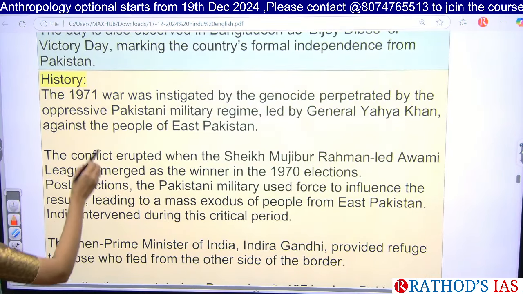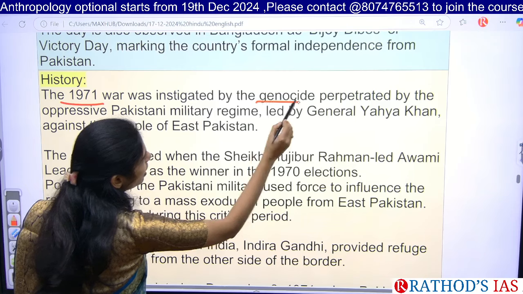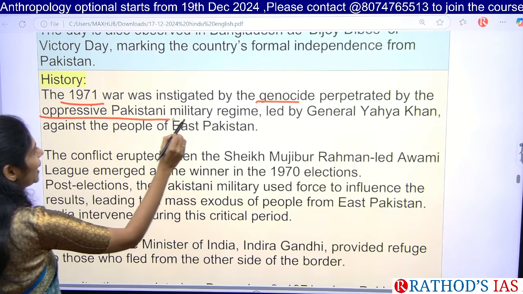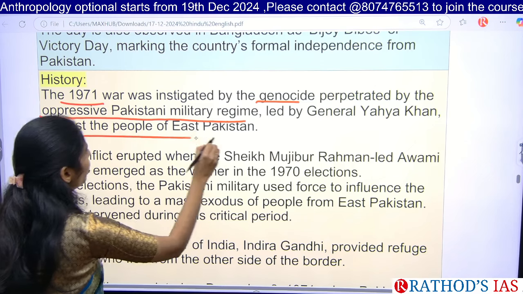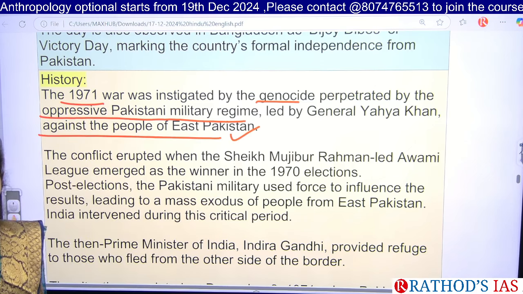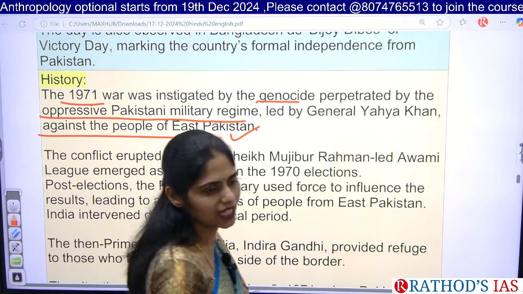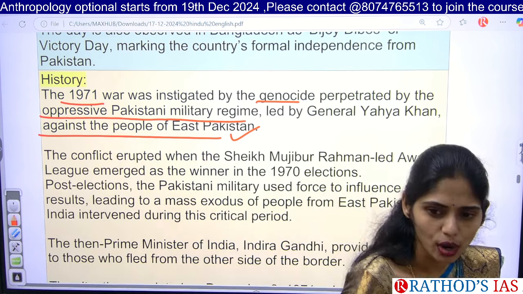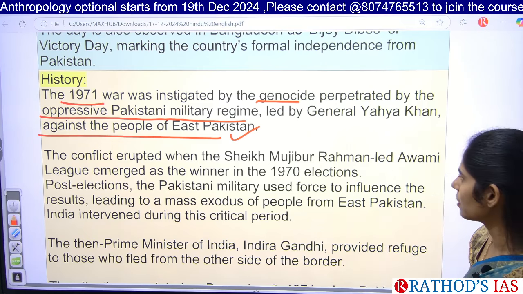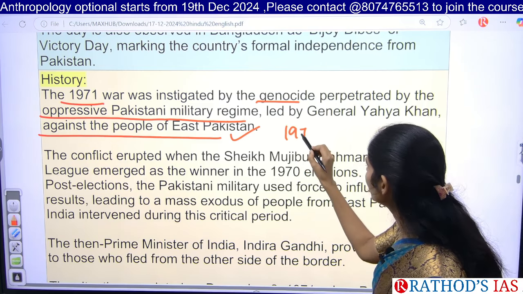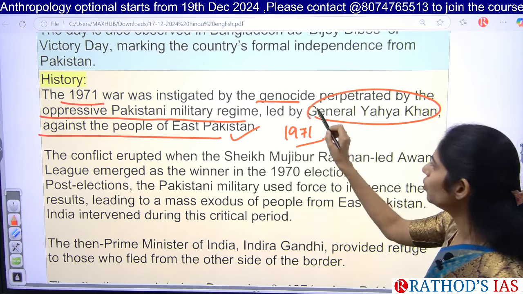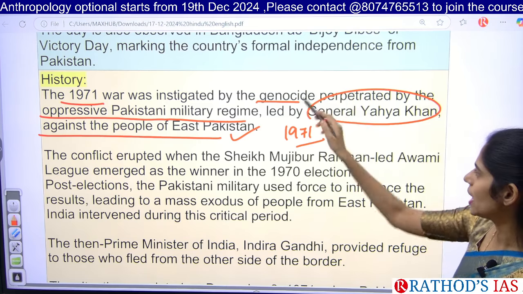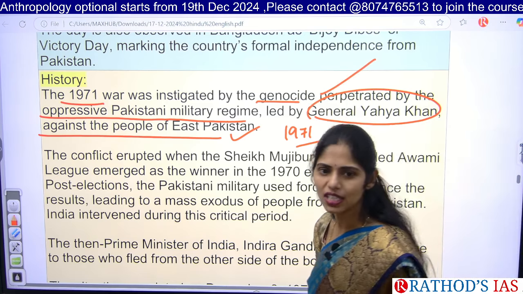In 1971, there was genocide perpetrated by the oppressive Pakistani military regime, led by General Yahya Khan, against the people of East Pakistan. Pakistan had two parts, Western Pakistan and Eastern Pakistan, but everything was dominated by Western Pakistan at that time. In 1971, elections came up in Bangladesh. Because of this, the general in Western Pakistan instigated genocide.